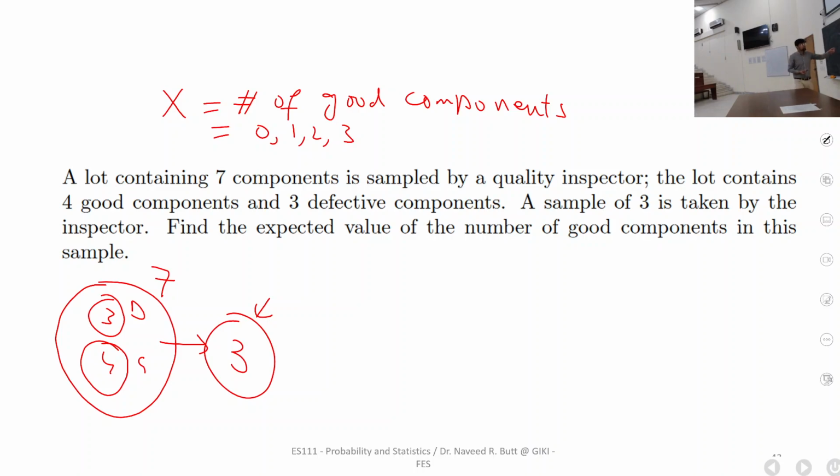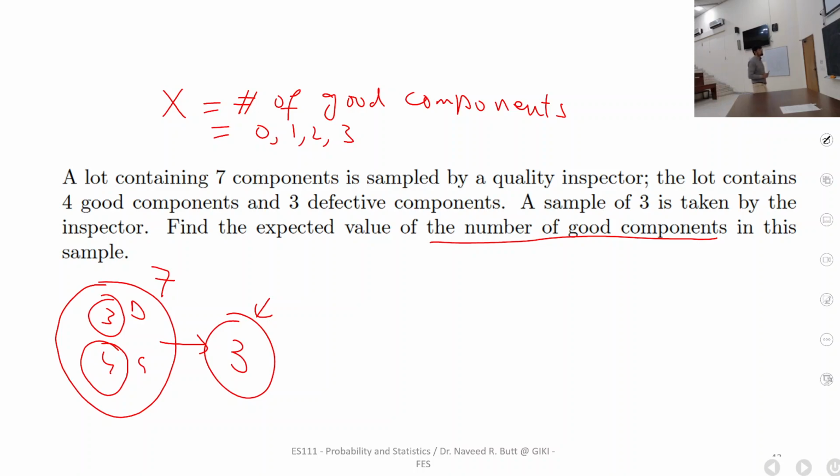So from our perspective, the random variable x, why did I define it like this? Because they said expected value of the number of good components, right? So we want to find the mean of the number of good components. So the random variable has to be this thing. Now is this a discrete case or a continuous case? Is random variable x discrete or continuous? Discrete. It can only take 4 values, 0, 1, 2, 3.